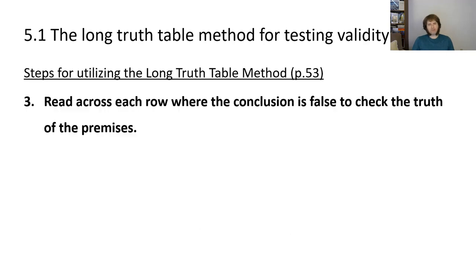Third step. Read across each row where the conclusion is false to check the truth of the premises. So we're going to have our premises and our conclusion marked in our columns. We go down and look at each row where the conclusion is false, and then we check in that same row the truth value of the premises, whether they're simple or complex statements. We're looking to see if the premises are true or false.